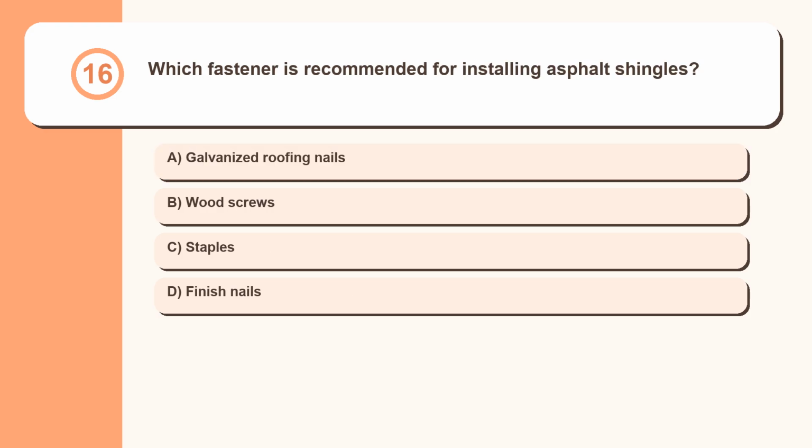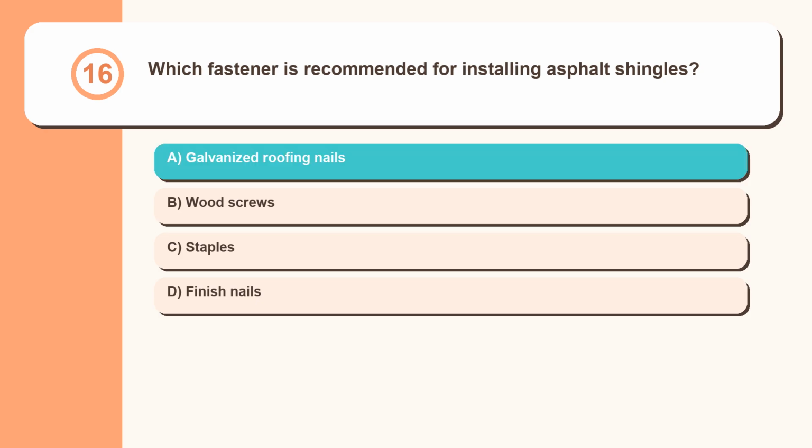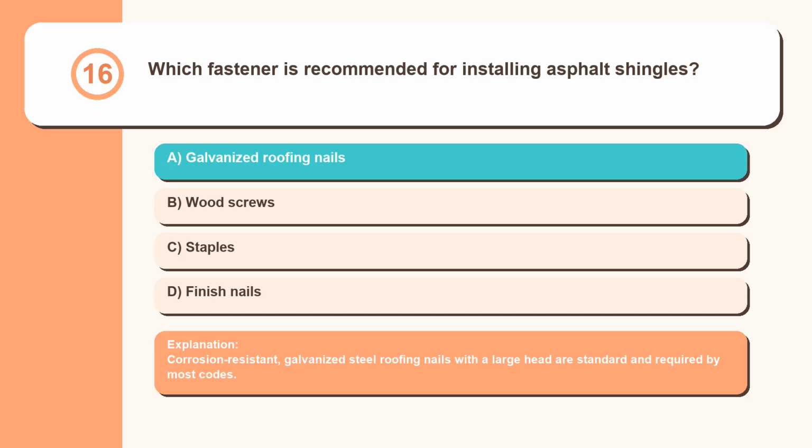Question 16. Which fastener is recommended for installing asphalt shingles? Galvanized roofing nails, wood screws, staples, finish nails. Corrosion-resistant, galvanized steel roofing nails with a large head are standard and required by most codes.